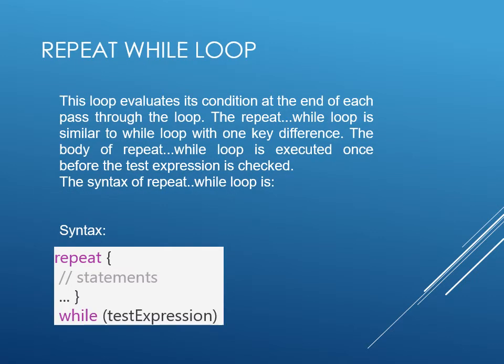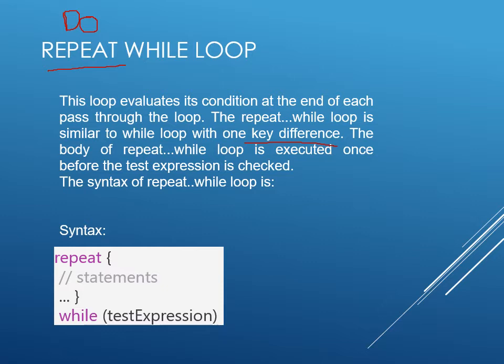Now next is the repeat while loop. This loop evaluates its condition at the end of each pass through the loop. The repeat while loop is similar to the while loop with one key difference. The body of the repeat while loop is executed once before the test expression is checked. It means this repeat while loop is a type of do while loop, like we have learned in C++. It works like a do while loop.